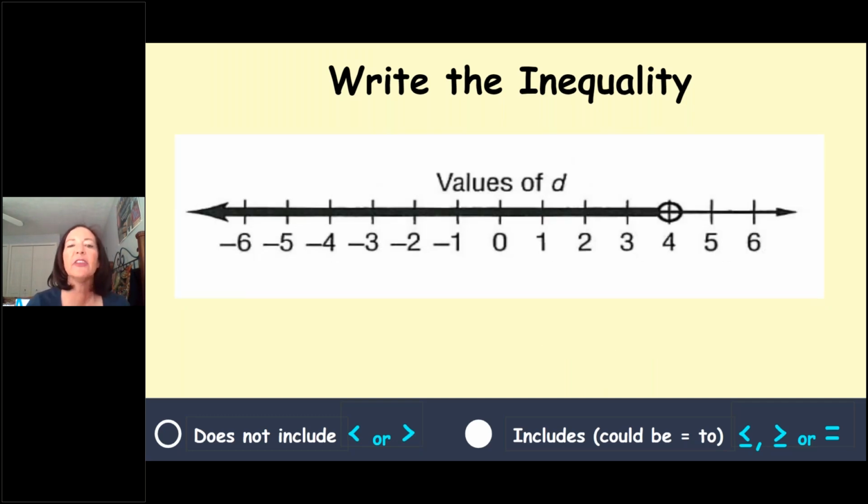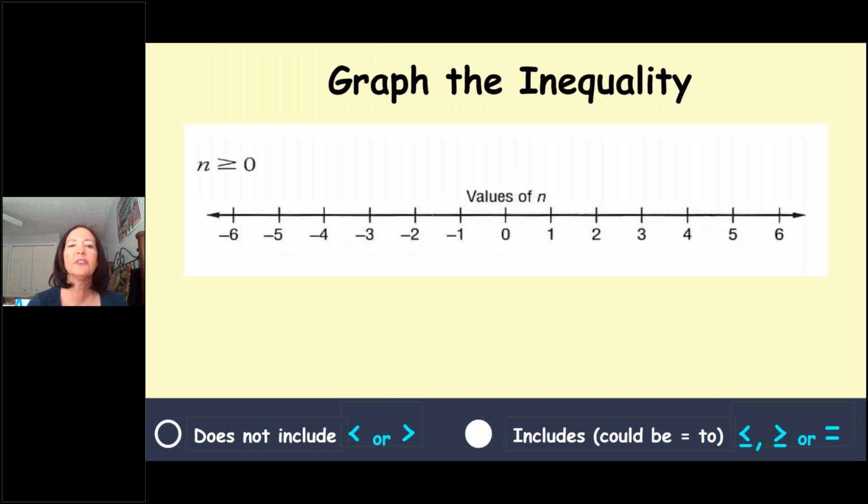Okay, so Danielle, how about this one? What's the inequality that goes with this one? This one is going to be D is less than 4. Perfect. And you also might see it as 4 is greater than D. How about this one, Taylisha?